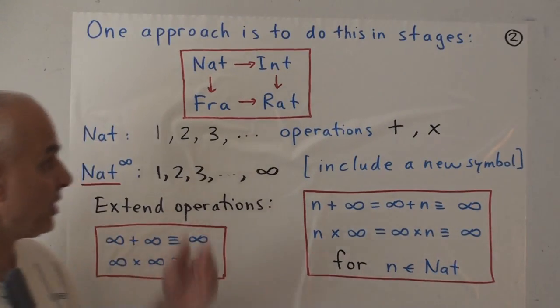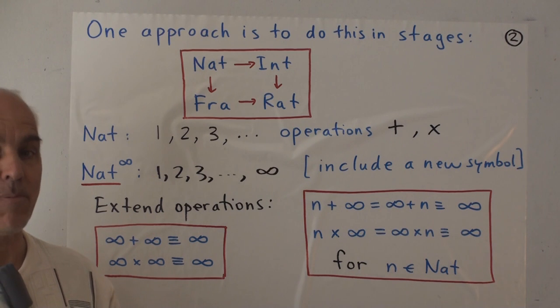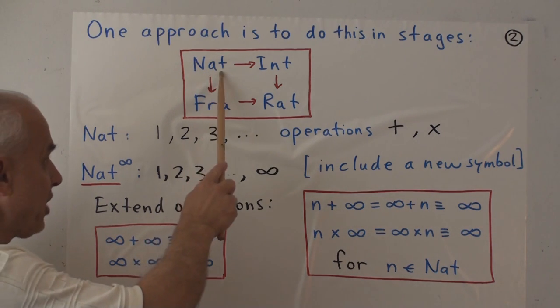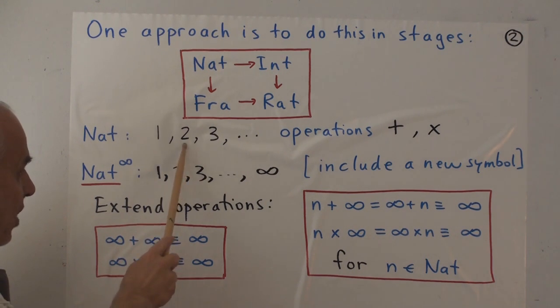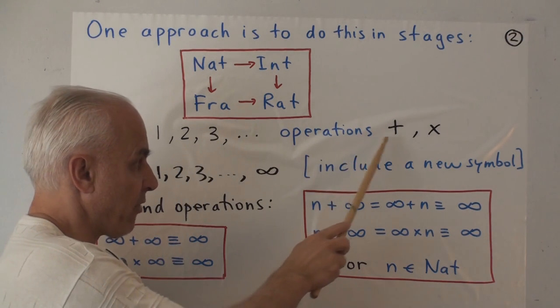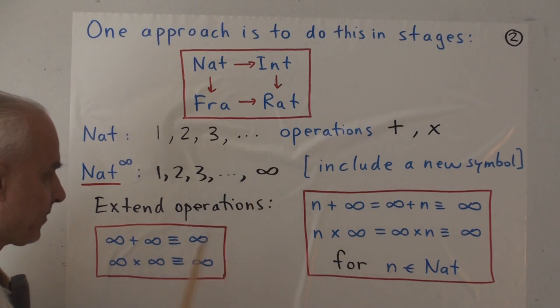So one approach to this is to do it in stages, reflecting the natural order that we use to set up our arithmetic in the first place, starting from natural numbers to integers and then to rational numbers, or perhaps through fractions. So the natural numbers, the numbers 1, 2, 3, and so on, support the basic operations of addition and multiplication. And it's actually not hard at all to augment that system, say to nat with infinity above here. This sort of is going to be our new type, meaning that we're going to augment the natural number system by allowing one more symbol, the symbol infinity.